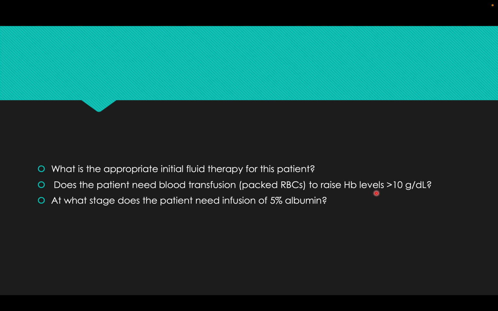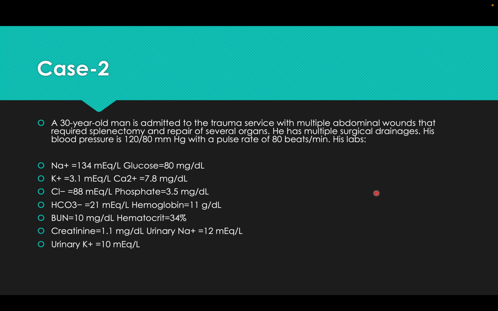At what stage does the patient need infusion of 5% albumin? Let's say this is a colloid. Let's say the patient is still not recovering with the fluids. Then you go for inotropes. If the patient is still not recovering, then you might try colloids, but we don't routinely use colloids in our day-to-day practice. So you initially go for inotropes. Then if still not recovering, if albumin is available, you can try colloids.